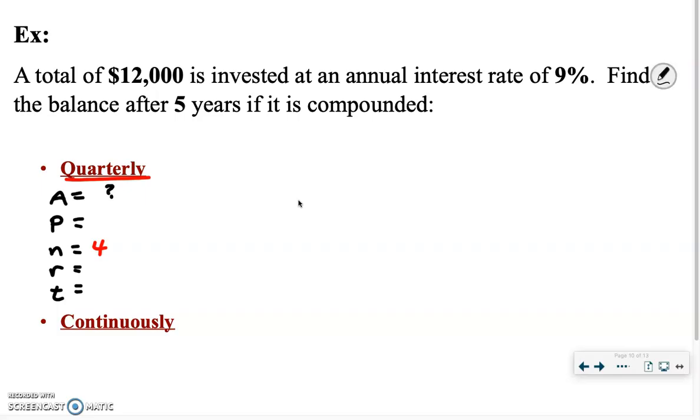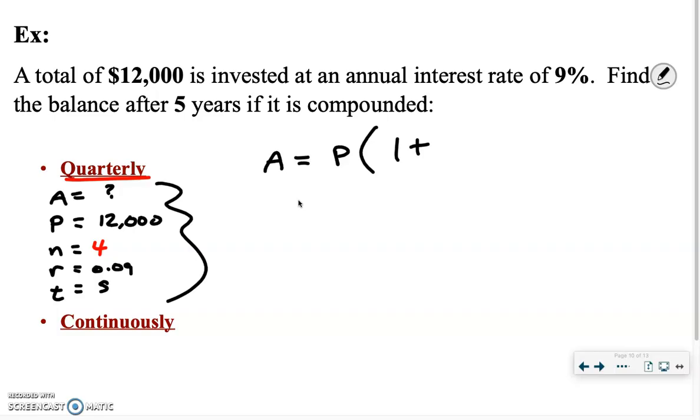The amount, that's what we're trying to find. We don't know the amount. What's the principal? What are we starting with? $12,000. We just said it's compounded quarterly, so N is 4. The rate, we said 9%, so 0.09. And then T, how many years is this happening? It's over 5 years. So once we have this information, now we can plug into that formula. A was equal to P times 1 plus R over N, raised to the N times T power.